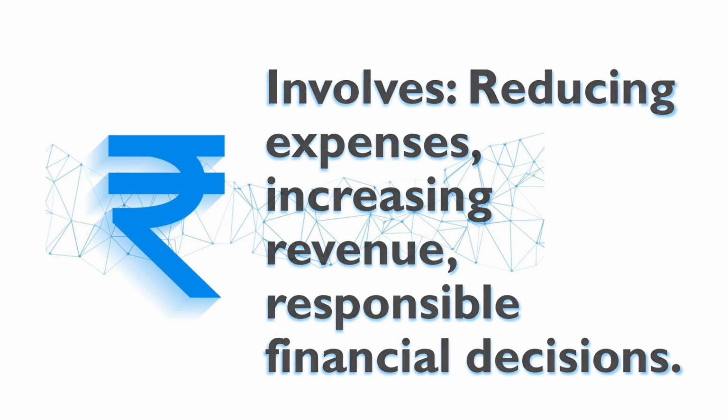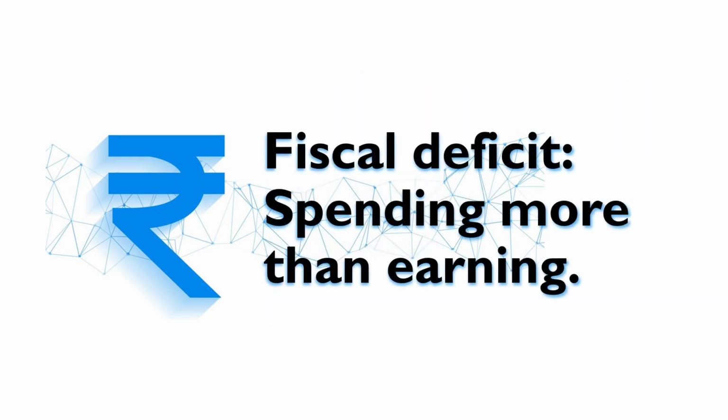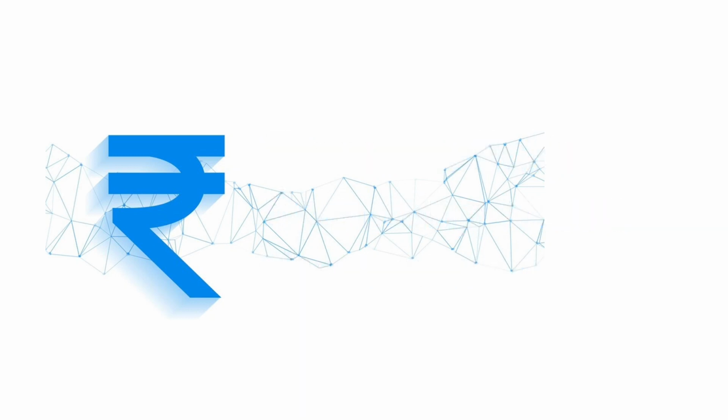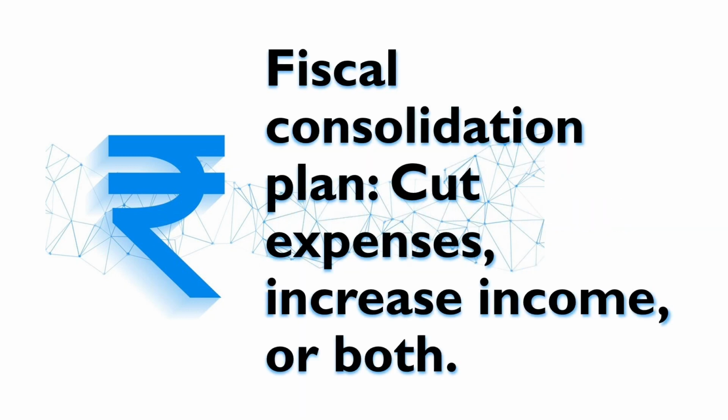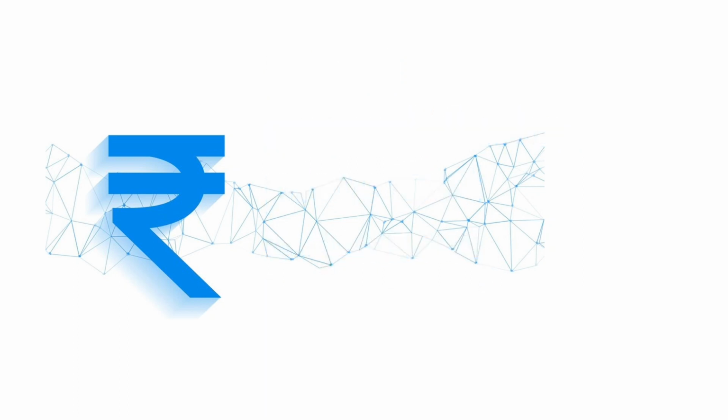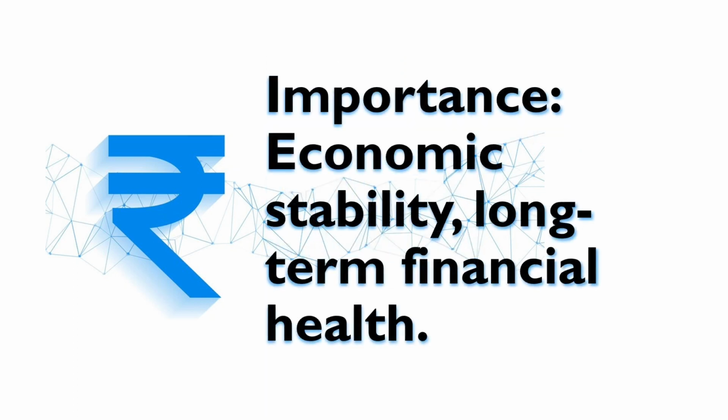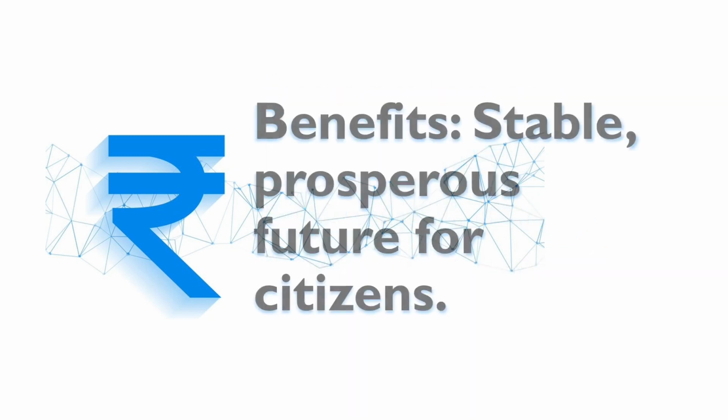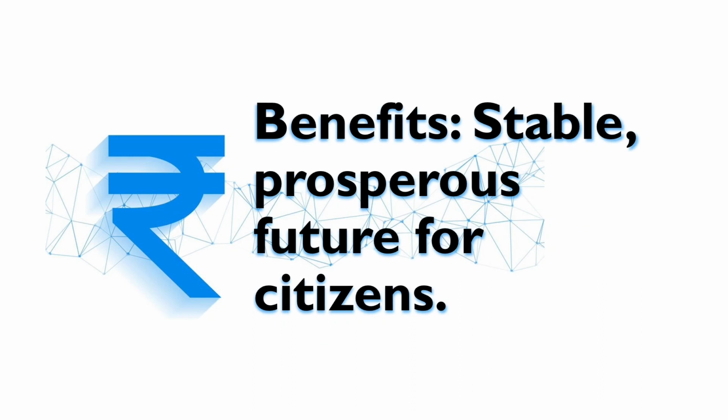To put it simply, a fiscal deficit is like a situation where you are spending more than you are earning, while fiscal consolidation is the plan to get your financial house in order by either cutting expenses, increasing income, or both. Understanding these concepts is crucial because they have significant implications for a country's economic stability and long-term financial health. By balancing fiscal deficits through effective fiscal consolidation, governments can create a more stable and prosperous future for their citizens.